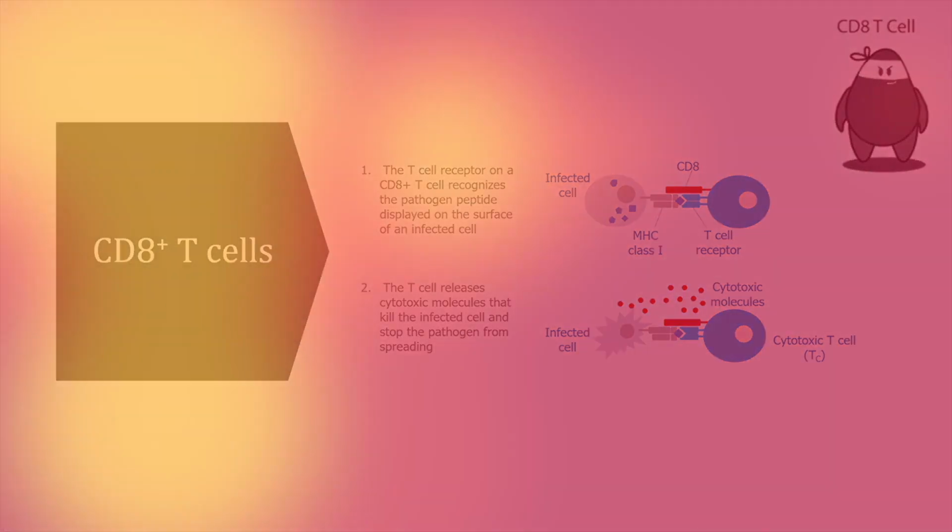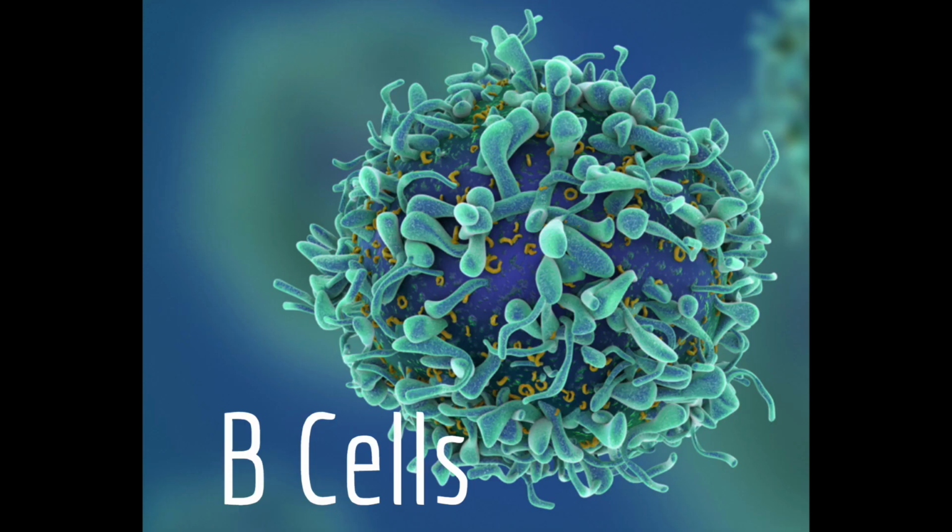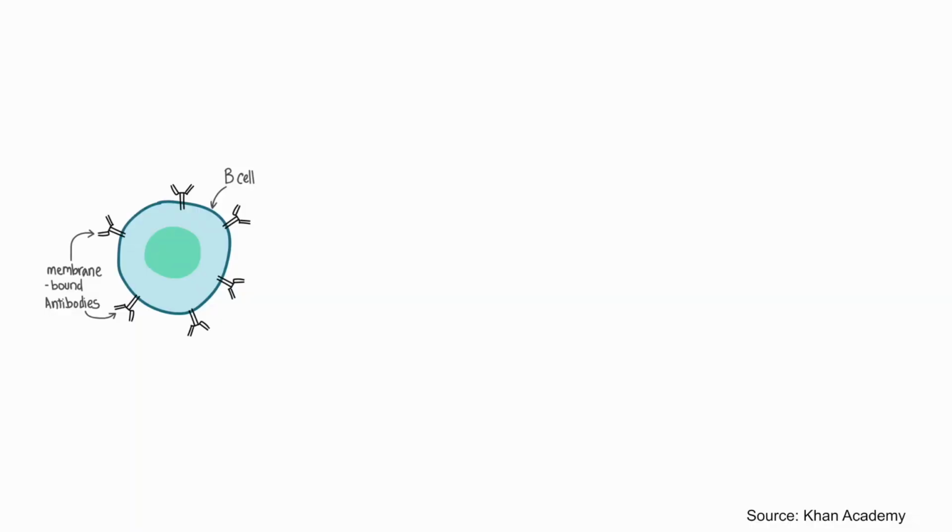Now let's talk about B cells. B cells are different from some of the other immune cells like T cells because B cells don't directly kill the pathogen. Instead, B cells are going to act as factories that produce antibodies which help the rest of the response. Let's dive really quick into how that works.